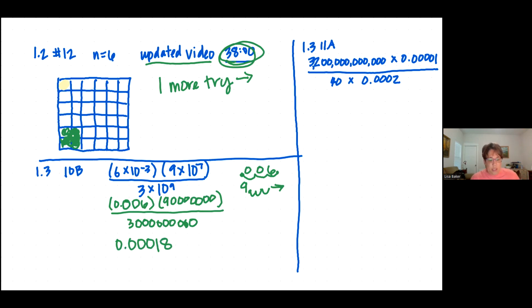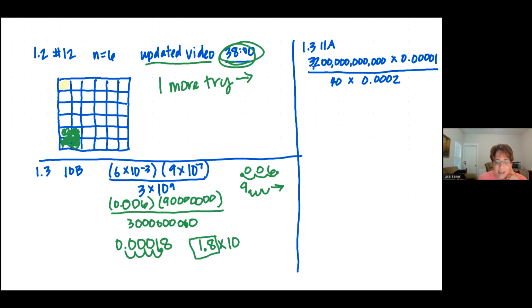So 0 point, I had 3 zeros, 0, 0, 0, 1, 8. Now you have to put this into scientific notation, and this is where it gets tricky again, because sometimes that gets a little hard. Remember, we have to move our decimal place until we get to a base number between 1 and 10. So we're going to move our decimal place 1, 2, 3, 4 times. So that's 1.8 times 10.